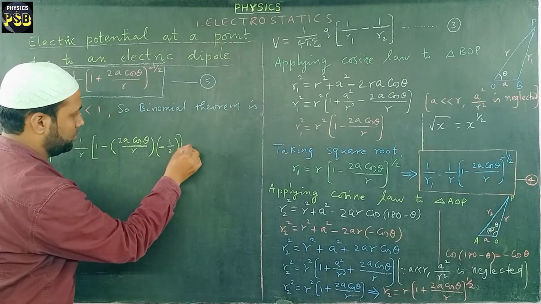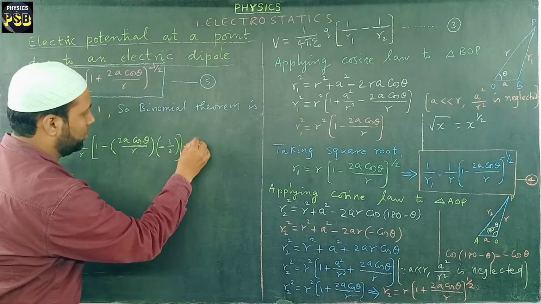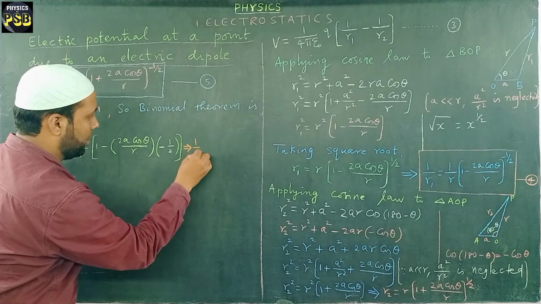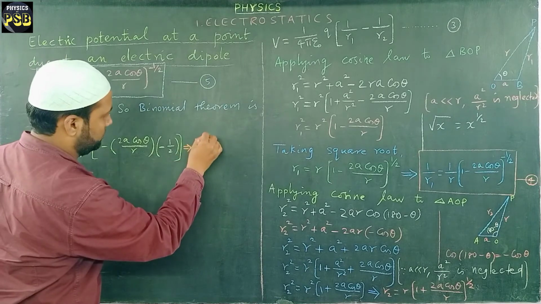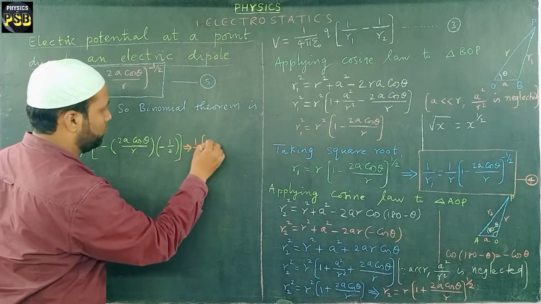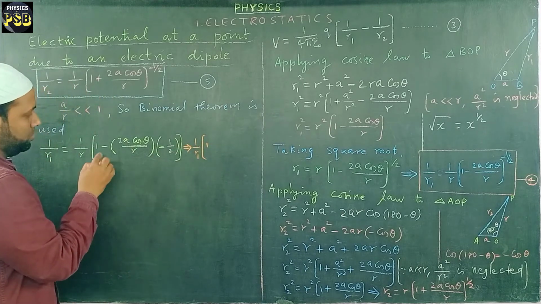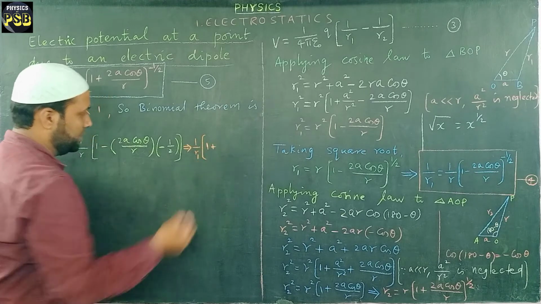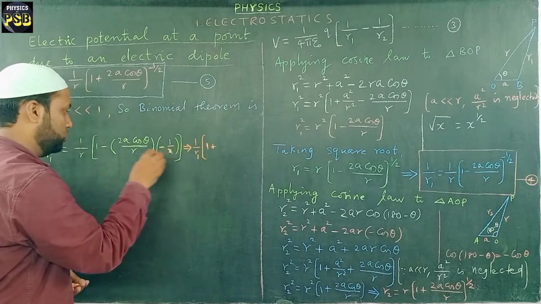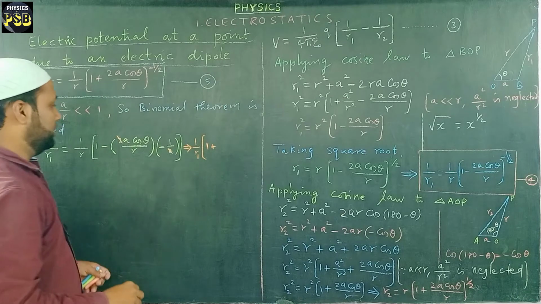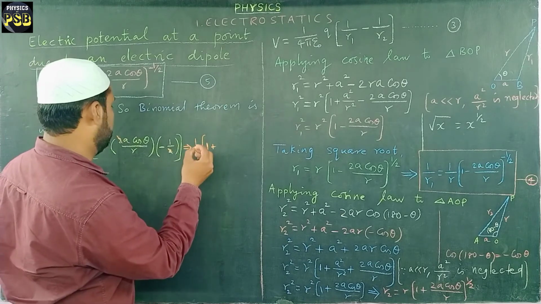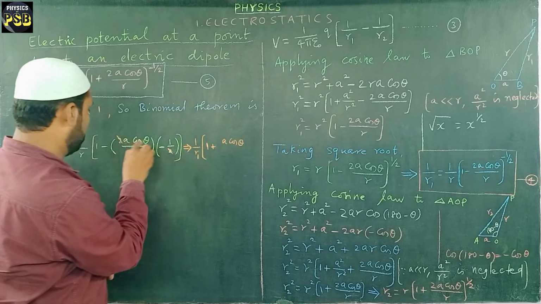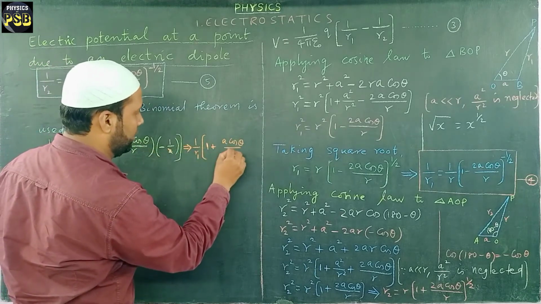Get 1 upon R1 is equal to 1 upon R, 1 minus multiplied with this becomes plus 1 plus, and here this 2 and this 2 will cancel, and what remains is this: a cos theta upon R.